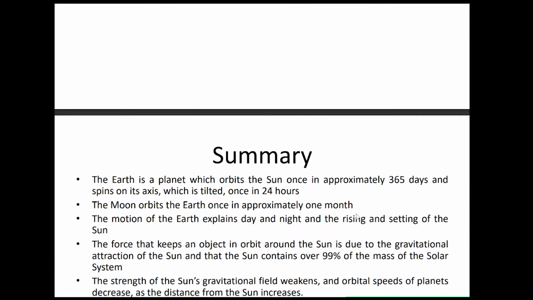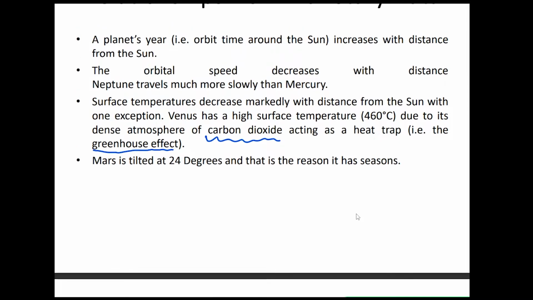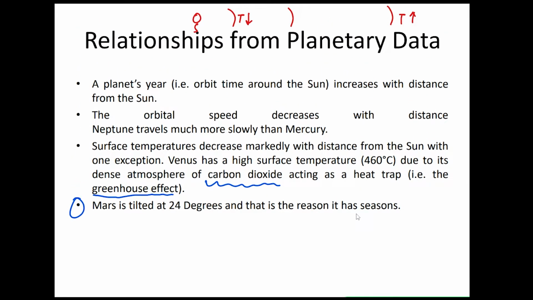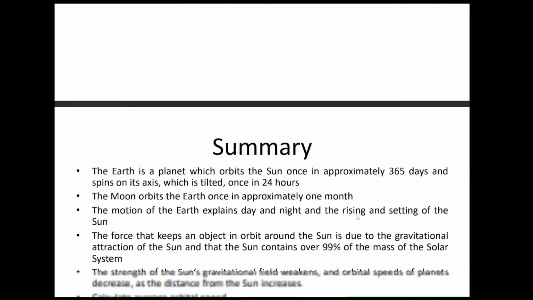Okay, so another thing, Mars is also tilted at 24 degrees, just like the Earth. The Earth is tilted at approximately, I think, 23.4 or something like that. Mars is also tilted on its own axis, which is why Mars also has seasons, just like the Earth does.